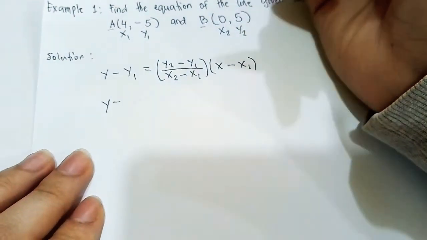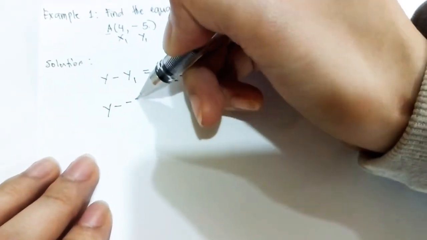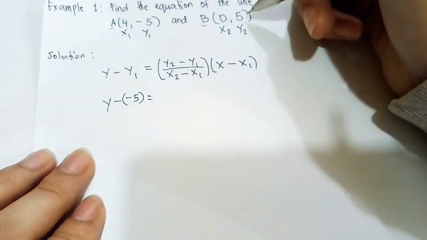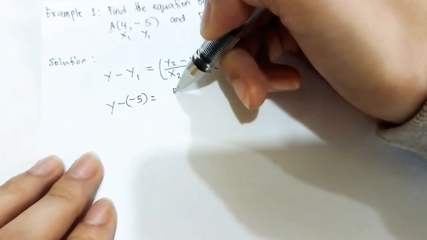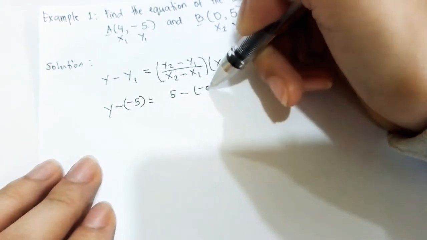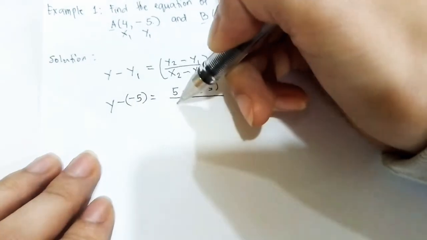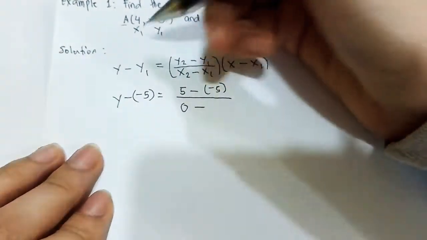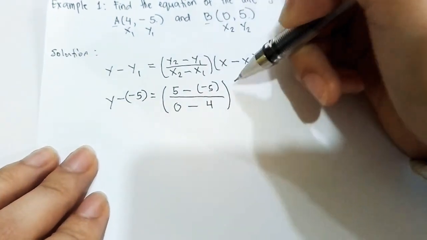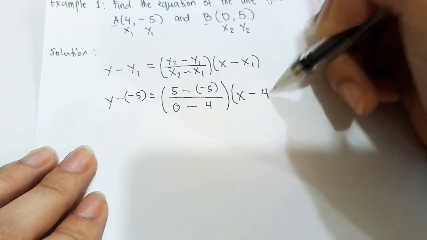So we are going to substitute the values. Y minus y sub 1, which is negative 5, equals y sub 2, 5, minus y sub 1, negative 5, over x sub 2, 0, minus x sub 1, 4, multiplied to x minus x sub 1, which is 4.